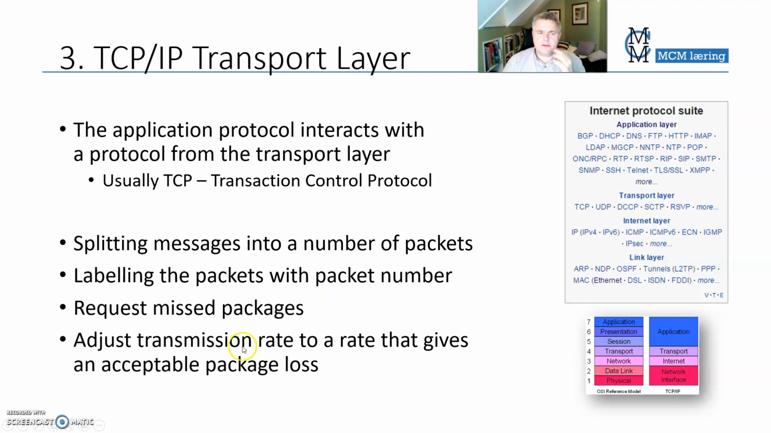Of course, when you do that, you have to have standards, or protocols, for how to label the packets with packet number and how to request missed packages. Also, adjusting transmission rate. If the number of packet losses, the percentage loss, is very high, then the transmission speed should go down in order to get less loss on the line.